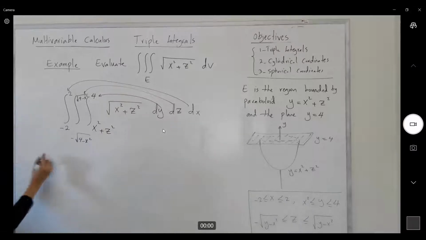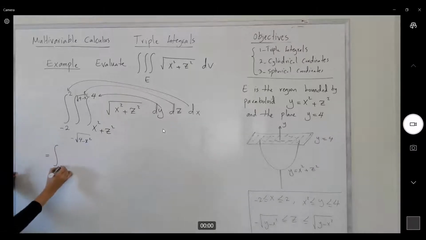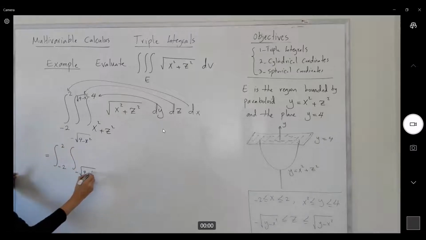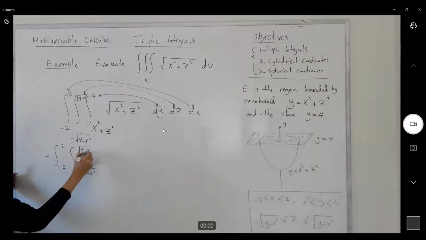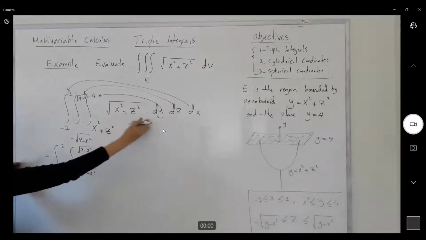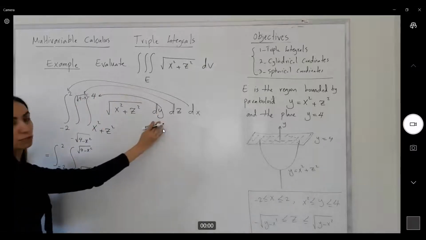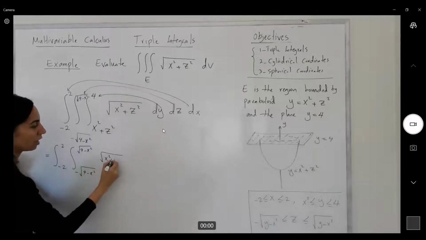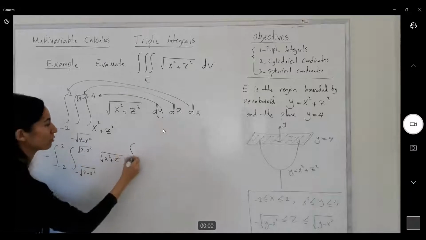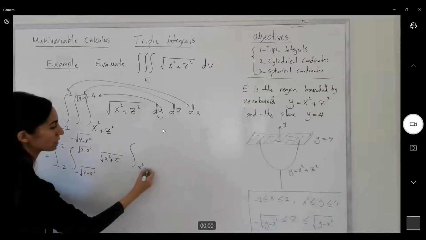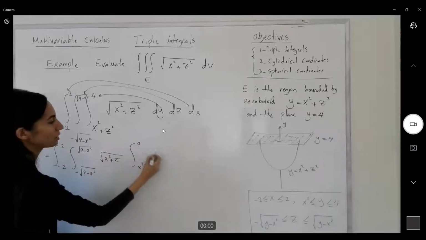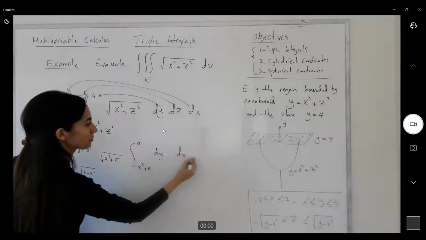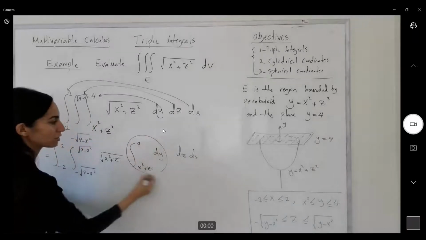So here we go. Here we have the integral, negative 2 to 2, negative square root of 4 minus x squared, square root of 4 minus x squared. And here the inner integral is with respect to y. So we can copy this down, x squared plus z squared, and here you have your inner integral, x squared plus z squared for dy, dz, and dx. Let us calculate this integral first.